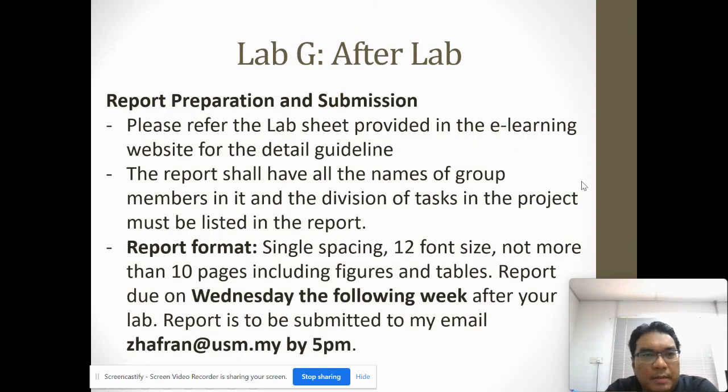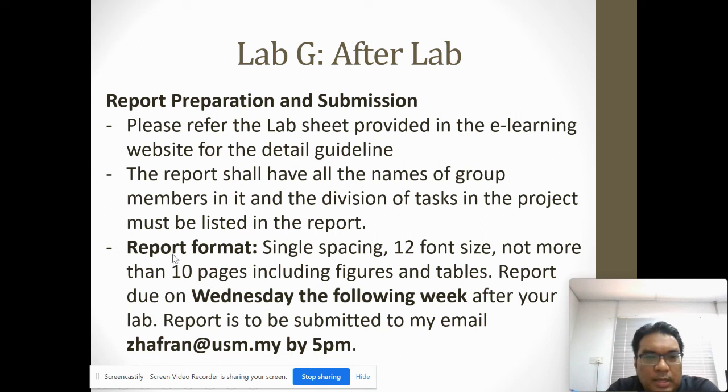Okay, so after the lab, of course, you need to prepare the report and follow the submission guideline. So please refer to the lab sheet provided on the e-learning website for the detailed guideline on all the content that you need to write in your lab report. The report shall have the names of all group members in it, and the division of tasks in the project must also be listed.